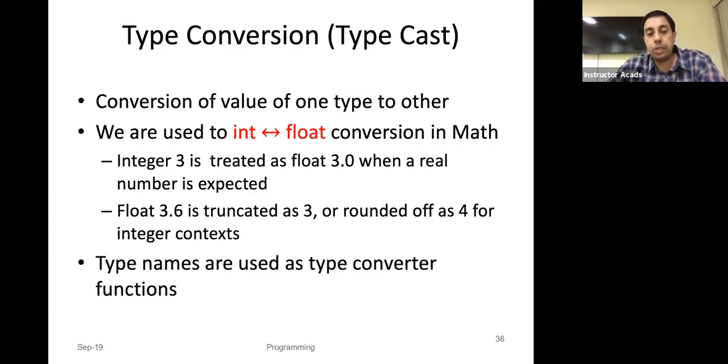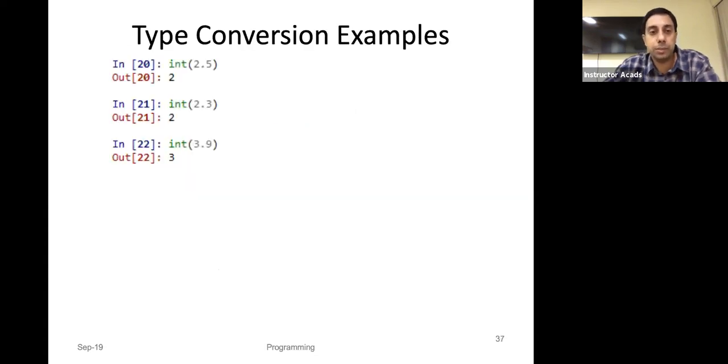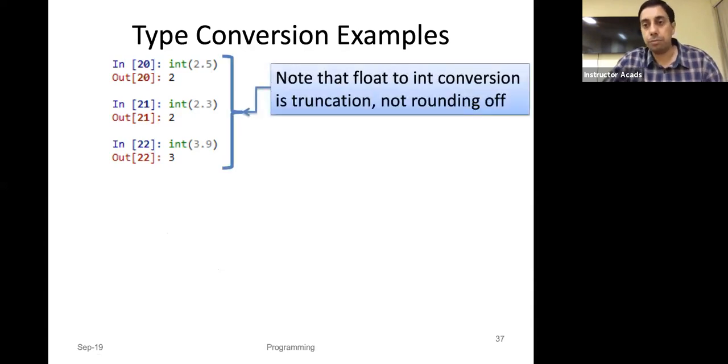So how do you convert from one type to another? Suppose you have a string and you want to convert it into an integer. You say int of that variable. The type names themselves are used as type converter functions. We've seen this. So int of 2.5: 2.5 is a floating point number, and when you say int of 2.5, it will return a 2. Similarly, int of 2.3 will be a 2. Int of 3.9 will be a 3. So please watch out that this conversion from float to integer is not rounding. It is truncation. If it were rounding, you would expect that int of 3.9 would be 4. But it returns a 3. So it basically truncates to the integer part.